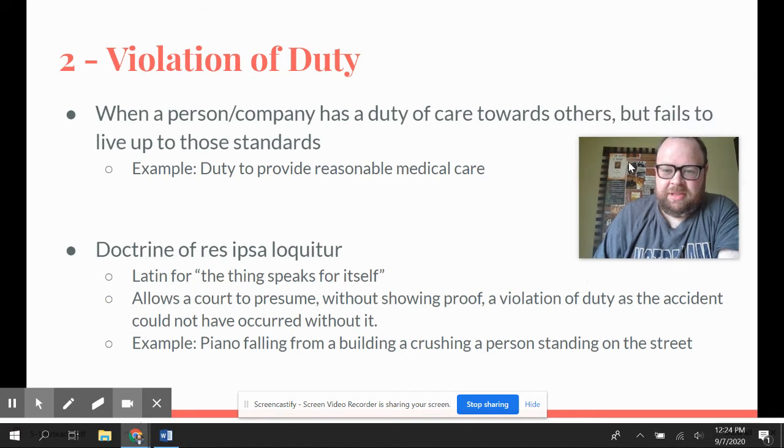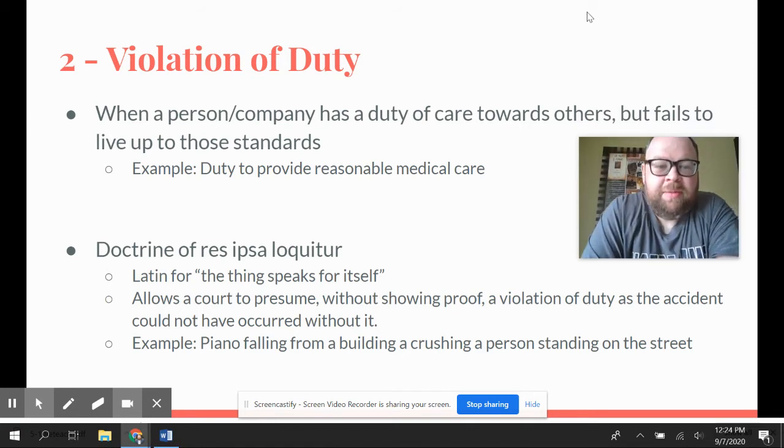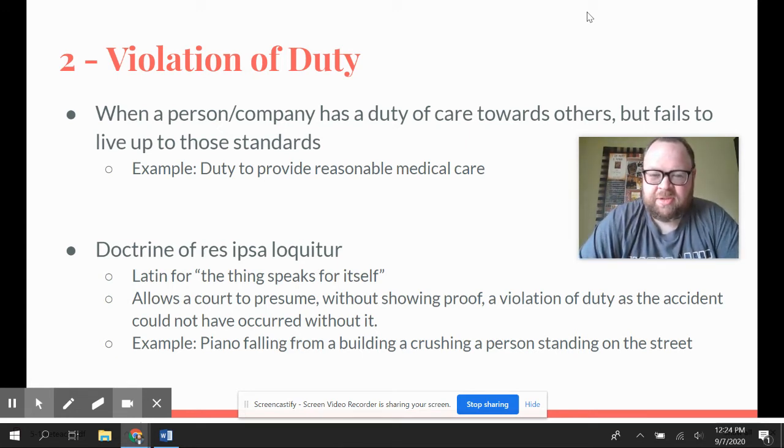Violation of duty. Move myself down here now. This is when a person or company has a duty of care towards others but fails to live up to those standards. So an example would be like a parent. I have a duty to provide responsible medical care to my kids. If I don't do that duty, I am in violation of that.